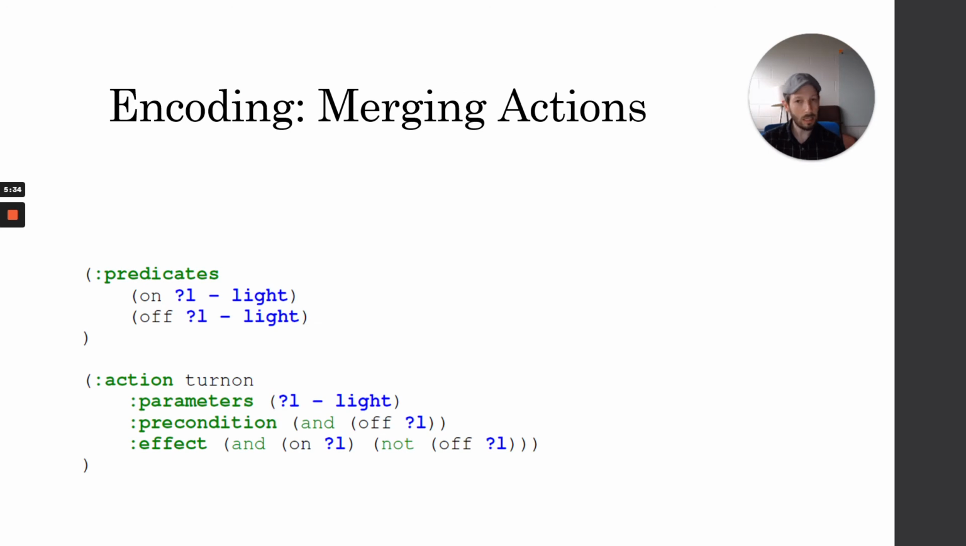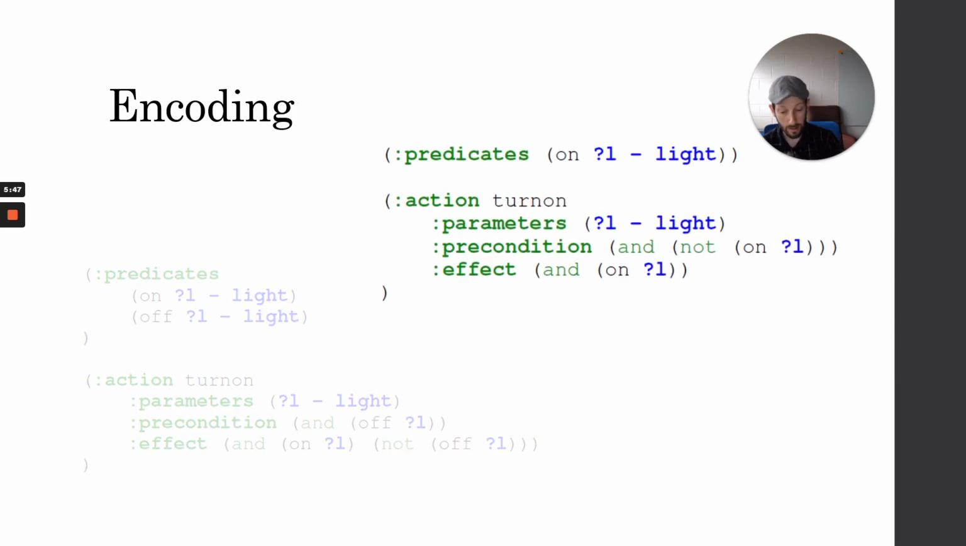Okay, now let's look at the interesting stuff. What happens when we start merging actions together? This is the turn on action for domain 2. You'll see the precondition is that it's off. The effect is that it's on and not off. Right? The turn on action for domain 1 is that it's not on, and then it becomes on.